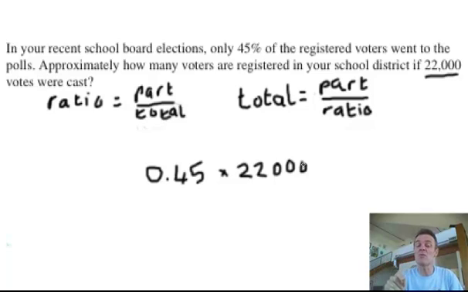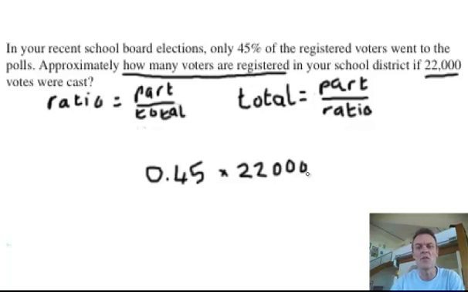Only 22,000 actually voted. So that 22,000 is only part of the people that were eligible to vote. Think about it. That's not everyone voting. Think about general elections. If 65% of the population voted, all right, not everybody's voting. We're saying that 22,000 people voted, which isn't everybody. What we're looking for is how many voters there actually are. We're looking for the total.